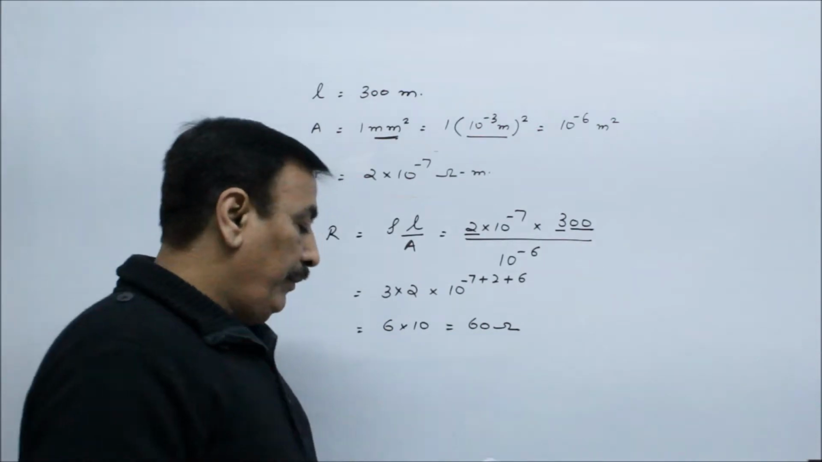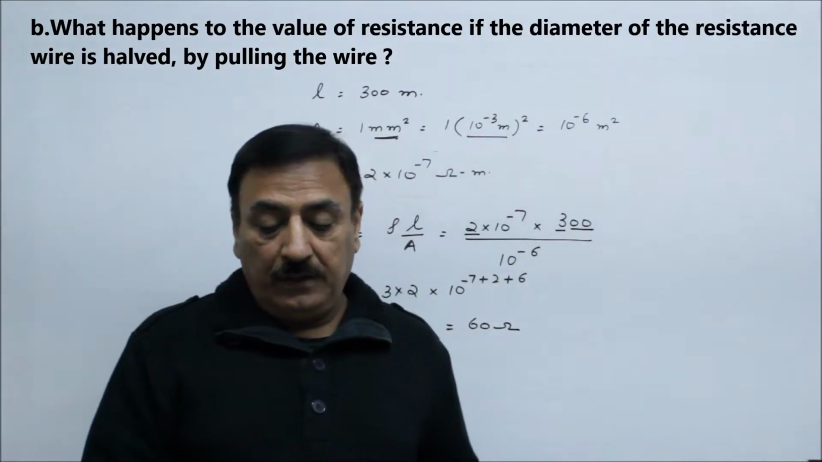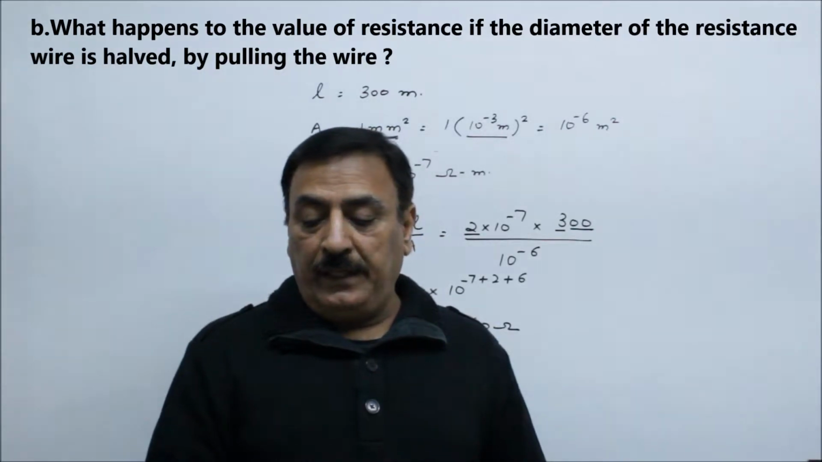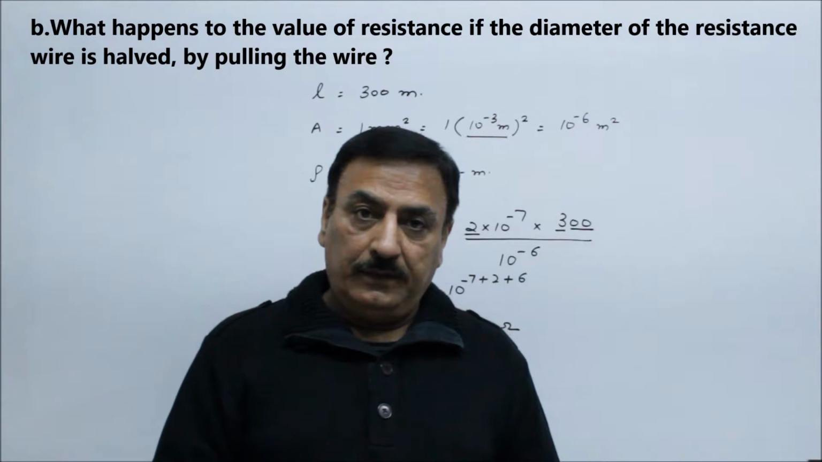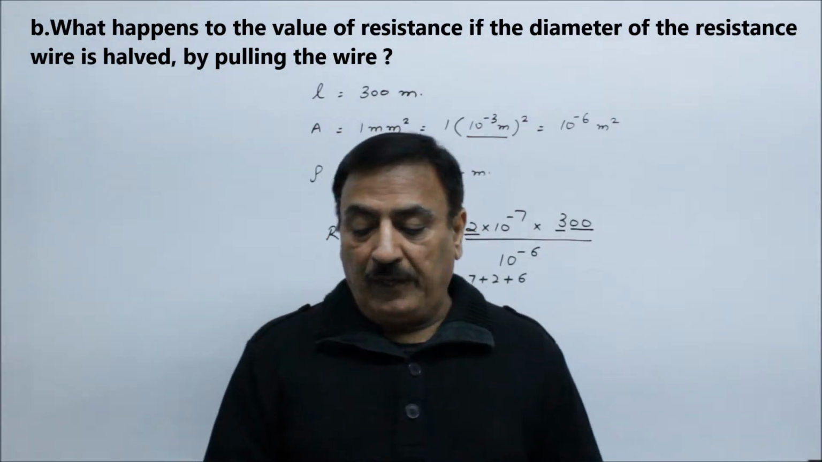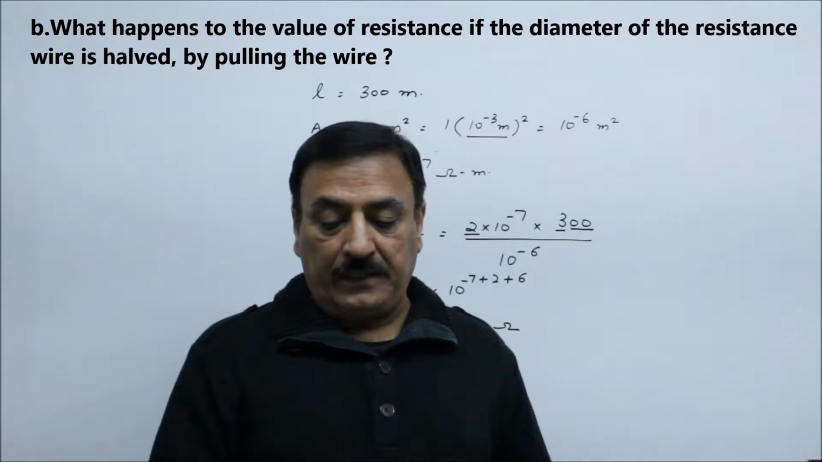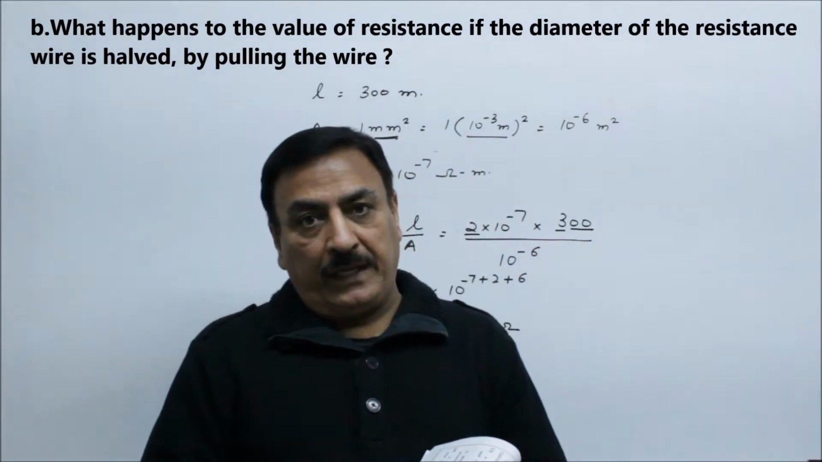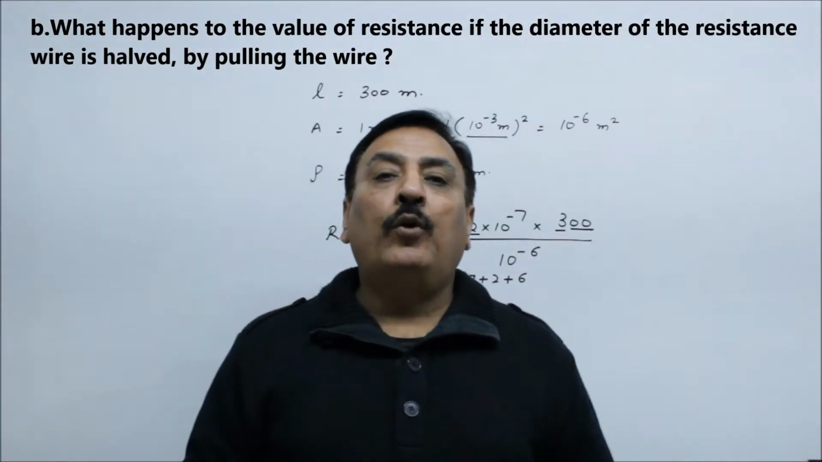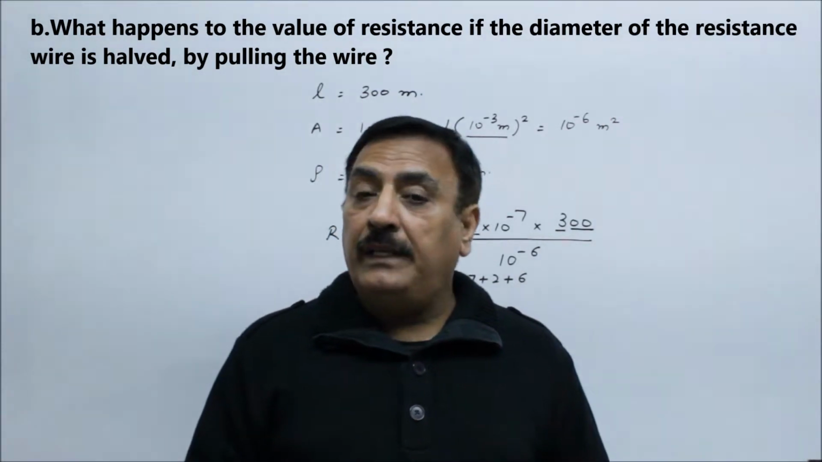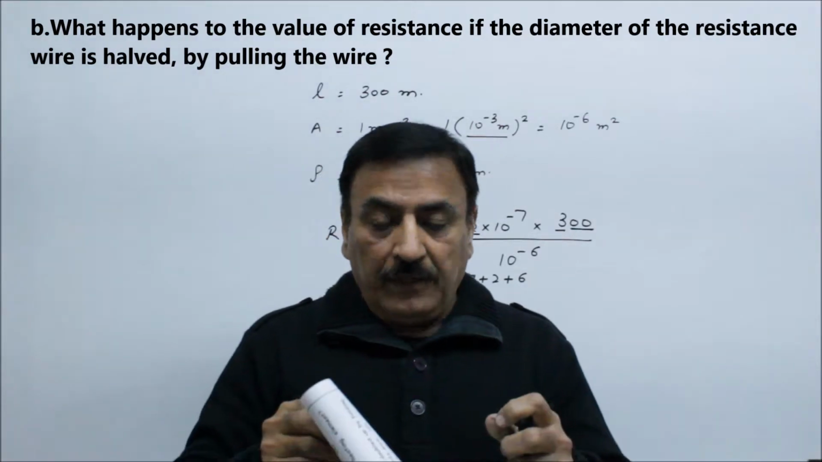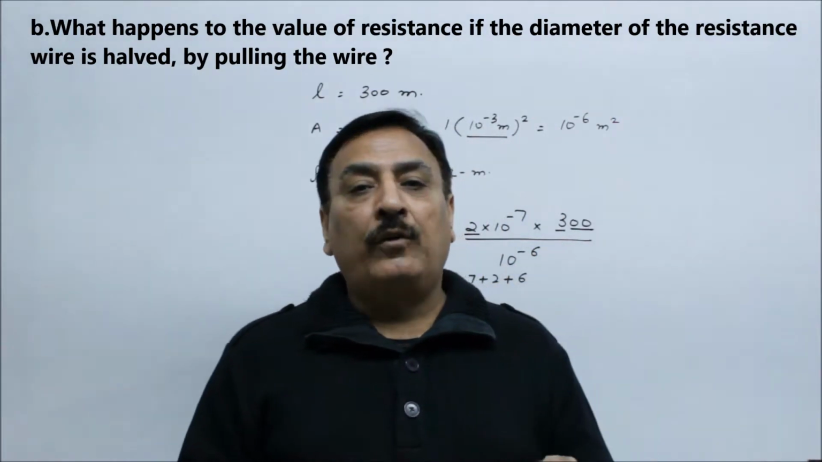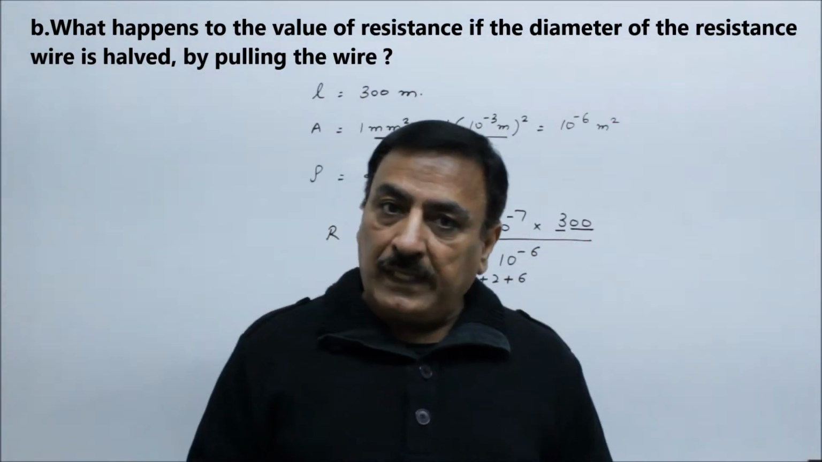Now we are coming to the B part of the question, and the B part is: what happens to the value of resistance if the diameter of the resistance wire is halved by pulling it? Is it okay? Now you people must have seen, in case we take a rubber band and pull it to make it longer, we find it tends to thin out. That means when you increase the length, it is going to thin out, or the other way around, when it gets thinned out, you find that its length is more.